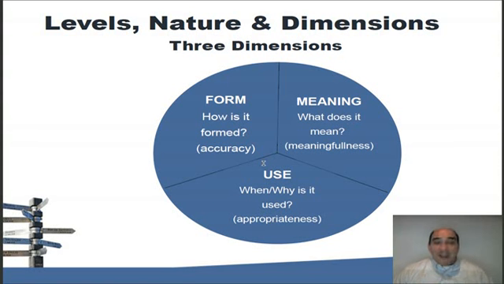When you're using language, all three of these elements are going to come into play. Am I using it appropriately? And then what does it mean? What is it that I want to say? And then how do I put it together? So you've got these three dimensions of language as well. Now, typically when we teach, we're not looking at all three of these. It's very good, though, to try to keep these together as you're teaching.